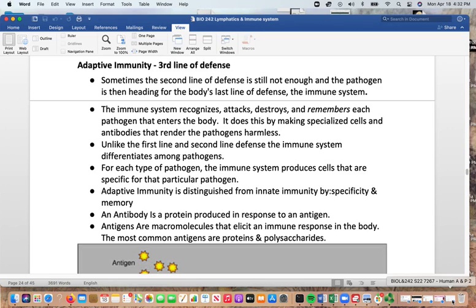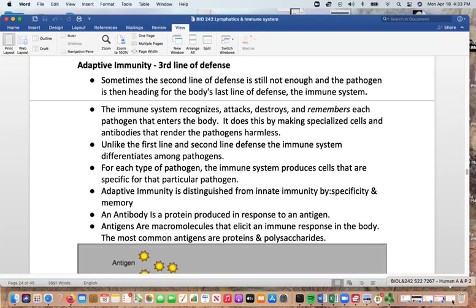But then it's also going to remember that pathogen that enters the body. And it does this through specialized cells and antibodies that will render the pathogen harmless. This is going to make it a lot stronger for the future. So unlike the first and second line of defense, this is going to differentiate among the pathogens. So for each type of pathogen, your immune system produces cells that are specific to that pathogen. This is what distinguishes adaptive immunity from your innate immunity, your specificity and memory.